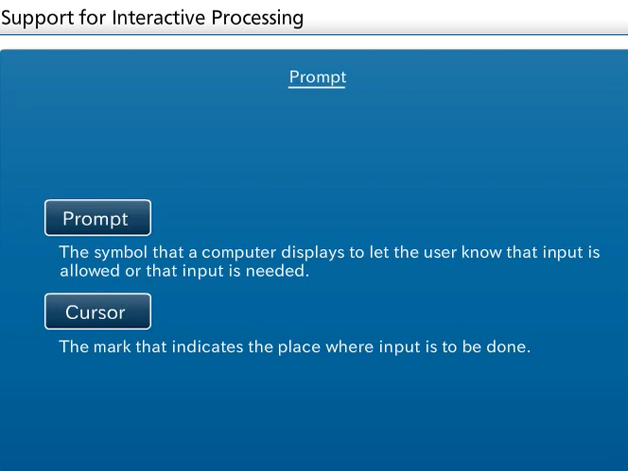A. Prompt. A computer displays a prompt to let the user know that input is allowed, or that input is needed. The mark that indicates the place where input is to be done is called the cursor. The blinking of the cursor, or the display of special symbols such as a greater than sign and question mark, are examples of prompts.